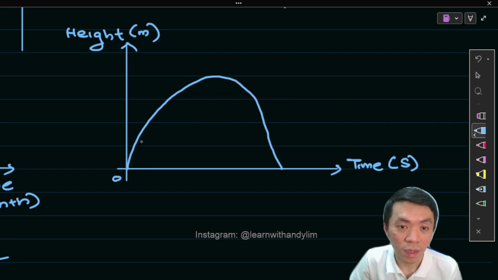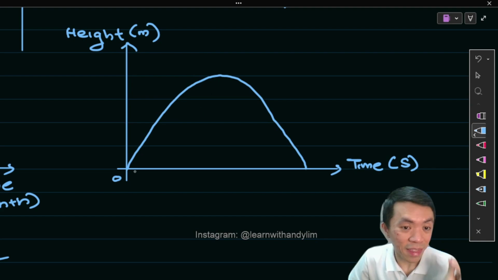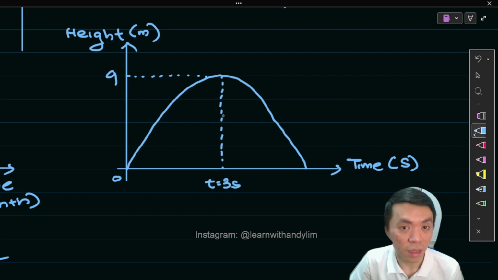When I throw it up, this is not perfect. Let me just draw it one more time. Okay, there we go. This one looks much better. At time equal to 0, that is the moment when I throw my ball towards the sky. At time, let's say, equal to 3 seconds, my ball reached the maximum point of, let's say, 9 meters. And then it falls back down to the earth.